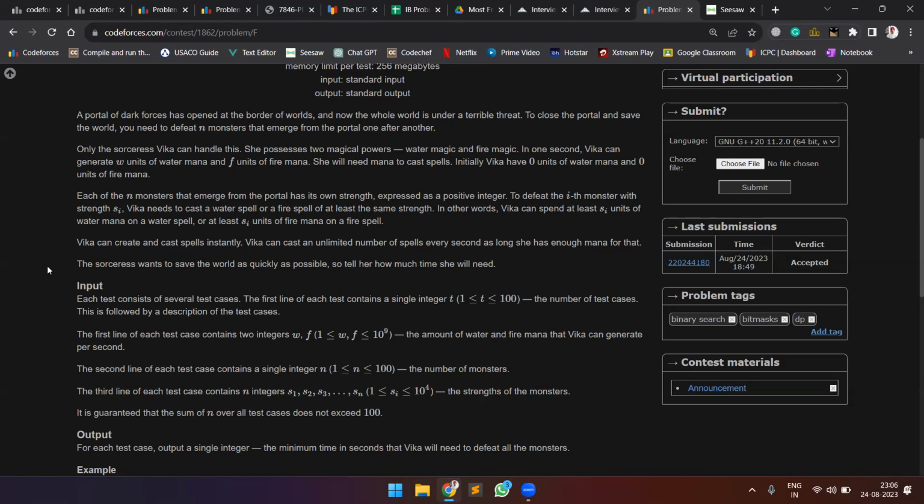And there are n monsters, where every monster has some particular strength. A monster can be defeated if either F or W is used. We can use either of F and W, and if that is greater than or equal to the strength of the monster, she kills the monster. So she wants to find the minimum number of days so that she can kill all the monsters.